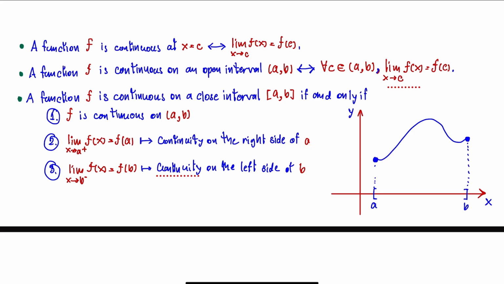And the third one, take a look at the endpoint b. If you have the limit of f(x) as x approaches b minus, which is the limit on the left side of b, equal to f(b), then you're going to have continuity on the left side of b.